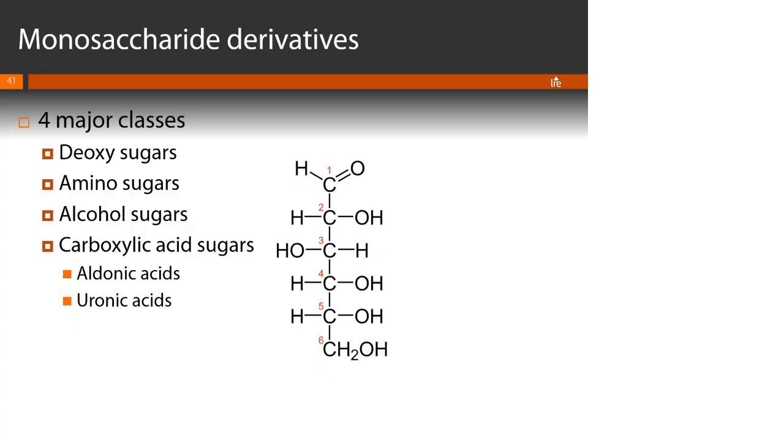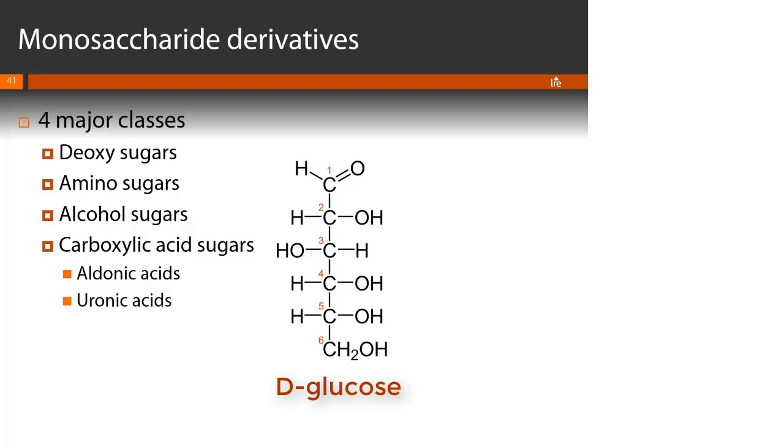Okay, so what I have here is a Fischer projection for the sugar glucose, which we're going to talk about in a little more depth later today. Since the hydroxy group attached to our last chiral carbon is pointing to the right, this would be D-glucose. So let's start with deoxy sugars, and let's form a deoxy sugar from our D-glucose.